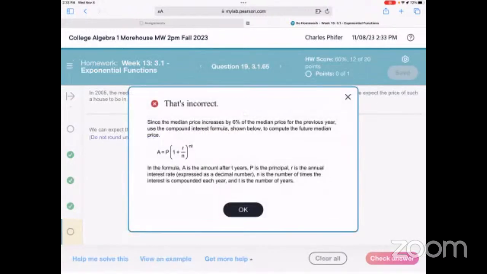Okay, so we didn't use the proper formula. Increase the median price for the previous year. Use the compound interest formula. Okay, P is the principal, R is the rate, N is how many times the interest is compounded, and T is the number of years. I guess N would just be 1. Let me see.